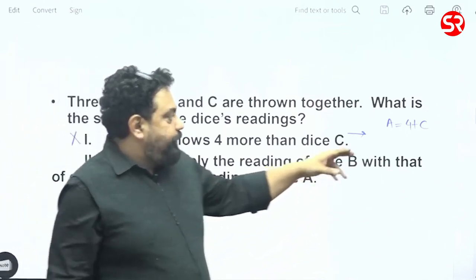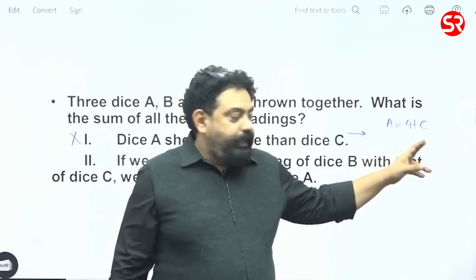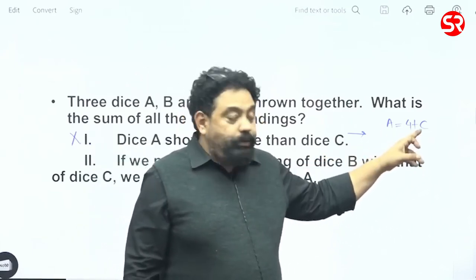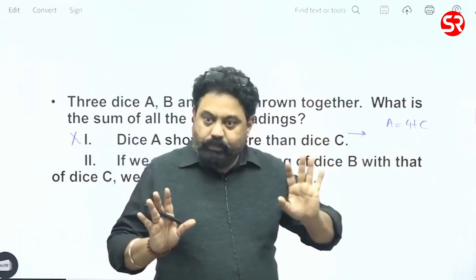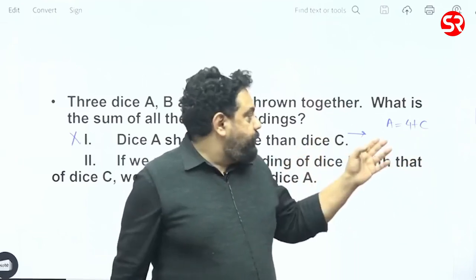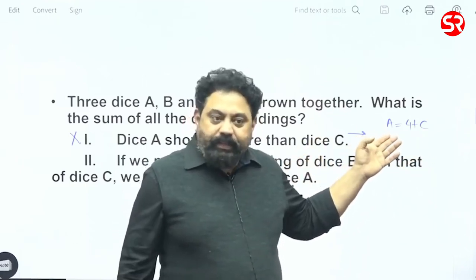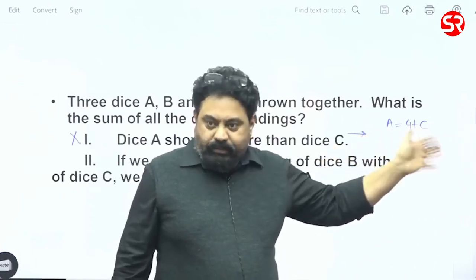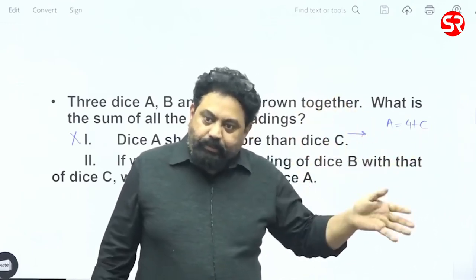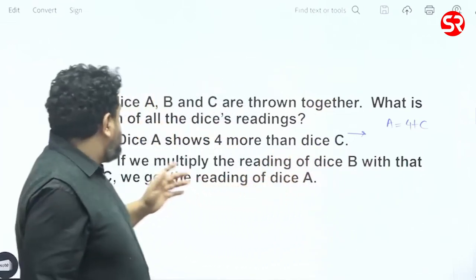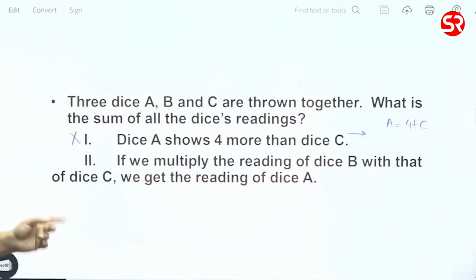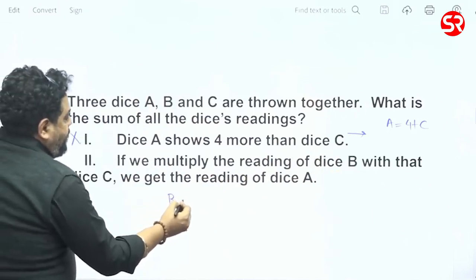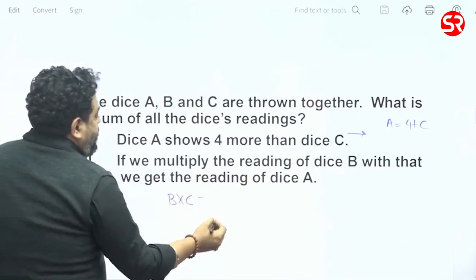There is a case when C is equal to 1, then A is equal to 5, C is equal to 2, A is equal to 6. So C can take only value 1 and 2. True, isn't it? Because dice A is 4 more than C, A cannot take value more than 6. But we don't know B, we cannot answer this question, right? Second, if we multiply the reading of dice B with that of dice C, we get reading of A.